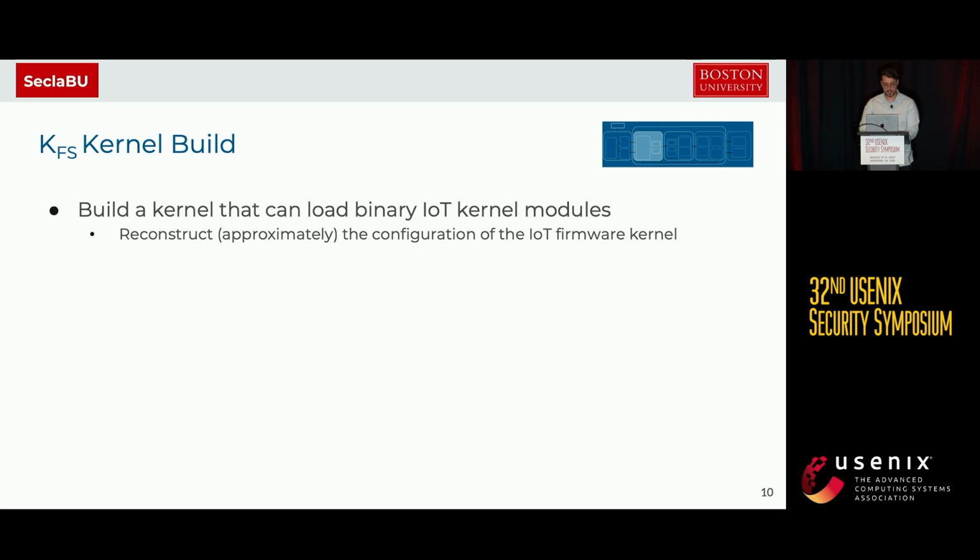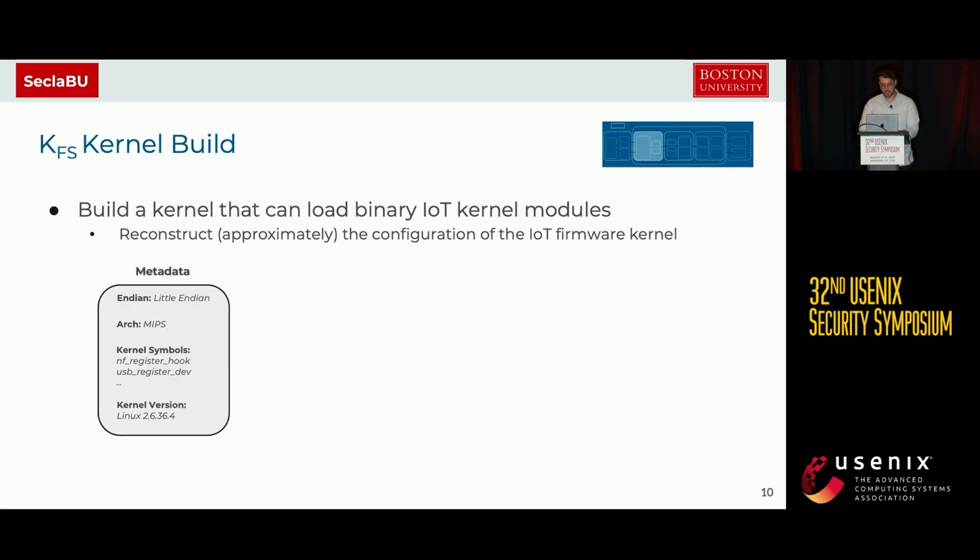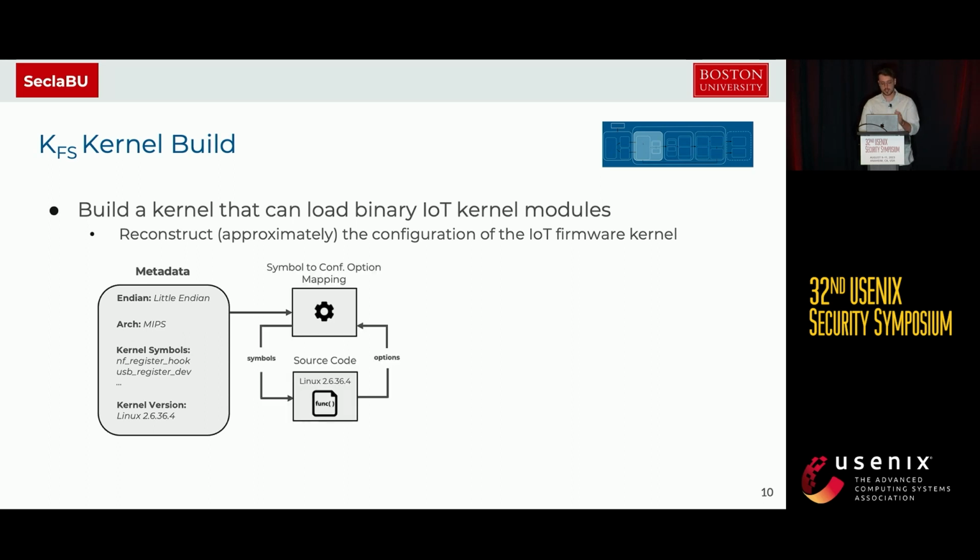The first step is the KFS kernel build step, where FirmSolo will build its custom kernel. But first, in order to do that, it has to reconstruct approximately the configuration of the IoT kernel for the target firmware. Specifically, FirmSolo feeds the metadata extracted in the previous stage to a static analysis process that will produce a kernel configuration file, or a .config as it's called.